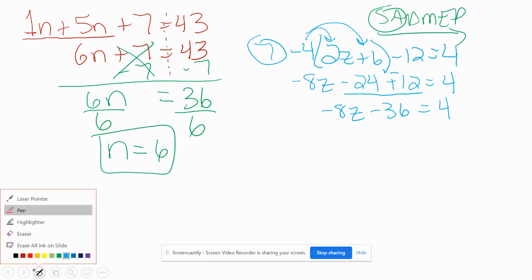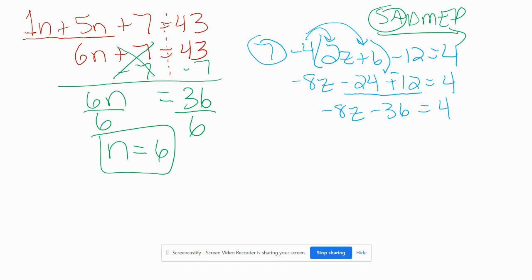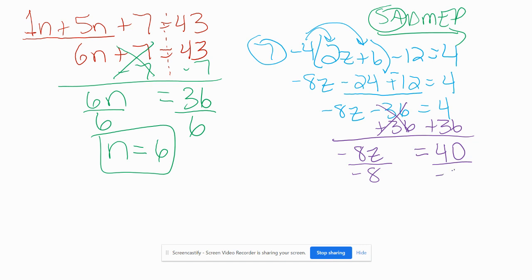Now that we've gotten it down to where most of the like terms are taken care of, we can worry about our SADMAP again. So I am subtracting 36. The opposite is to add 36 to both sides. Bring down that negative 8z. Negative 36 plus 36 is 0, and 4 plus 36 is 40. The opposite of multiplying z by negative 8 is dividing by negative 8. Z is equal to negative 8 over negative 8 is positive 1, and 40 divided by negative 8 is negative 5.